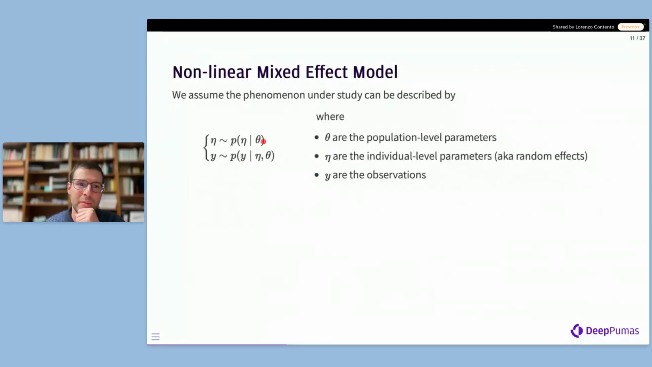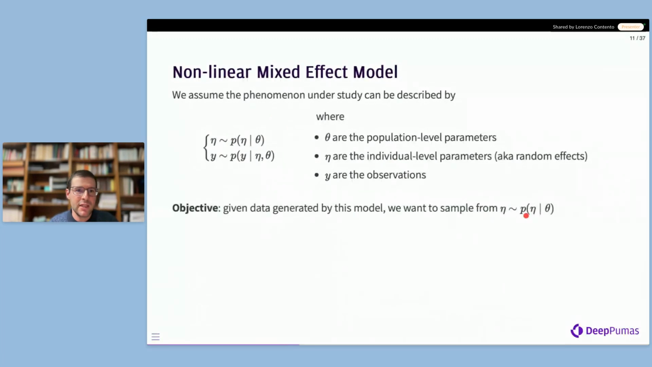So this is expressed by giving the distribution of the random effects, eta given theta, and then the distribution of the observations given random effects and population-level parameters. We will assume that this is the model that generates the data that we have. And the question is, given data generated by this model, without knowing anything about this model, we want to be able to sample from the distribution of the random effects. So this is obviously impossible, but we will try to do this in an approximate way.